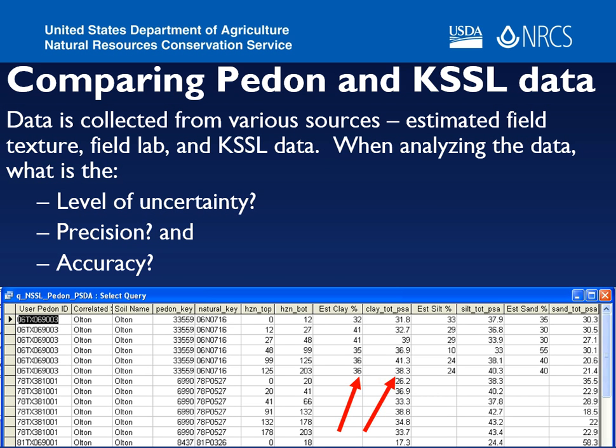Let's compare the PET-ON data, where you've estimated the clay content, to the KSSL data, where you have actually gone in there and had them measure that. And notice the level of uncertainty. Your estimate's probably within plus or minus 3%. Their level of uncertainty is probably within 0.5%. And the precision and the accuracy, you can look at this and just see the estimated clay contents run up and down the columns, and you can see that somebody did a pretty good job estimating, but they're still not as precise and not as accurate.